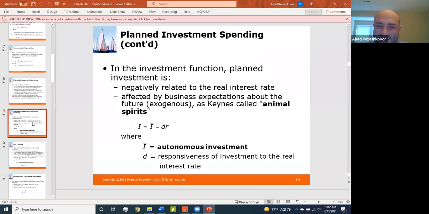The animal spirits. This is beautiful. Planned investment is negatively related to the real interest rate. And it's also affected by business expectations about the future, as John Keynes called it, the animal spirits. There is a bull and there is a bear. So if you've ever heard the terms bear market or bull market, this is just funny. Animal spirits.